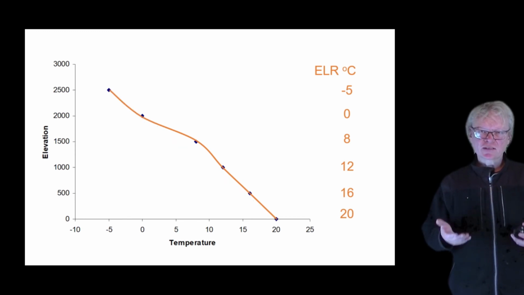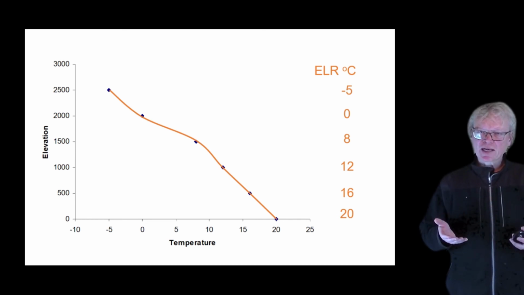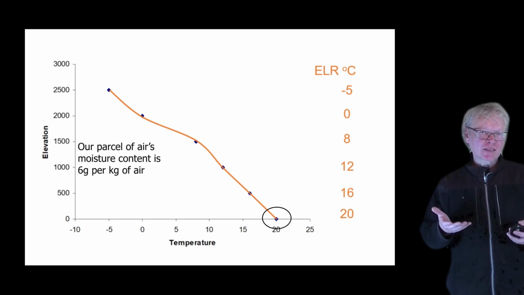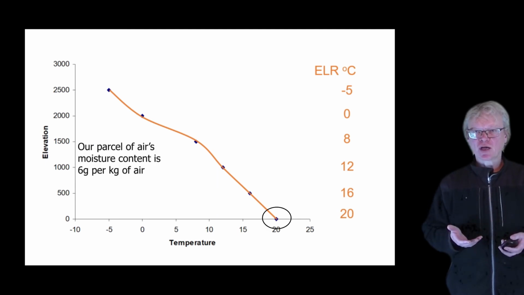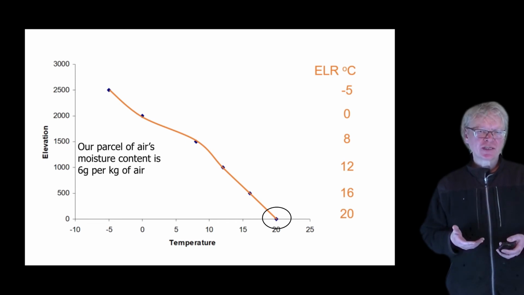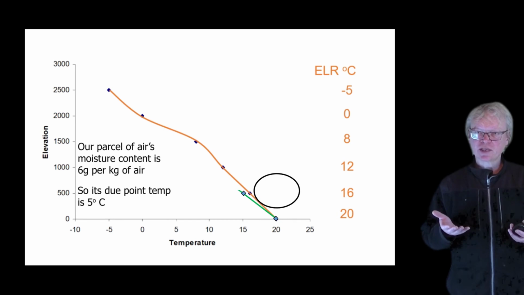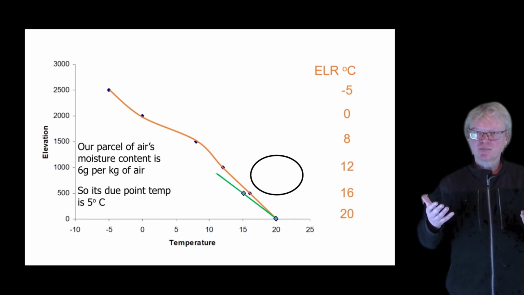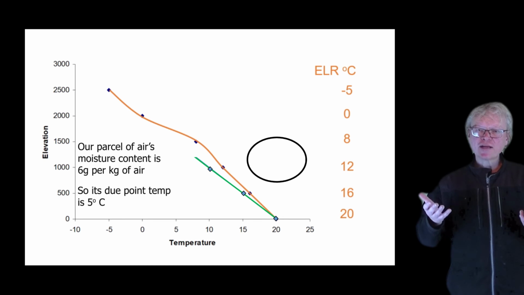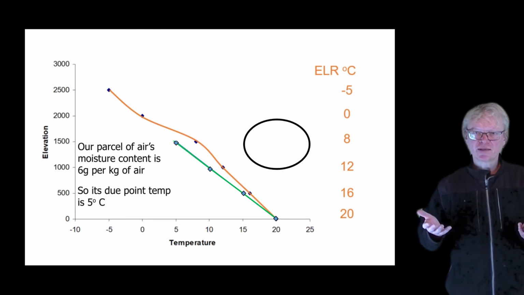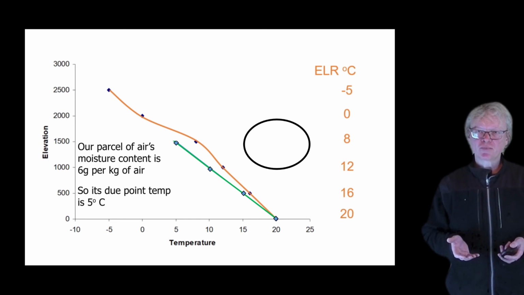So let's have another look at this diagram again. This time we'll add an extra piece of knowledge. The amount of moisture in the air is around about 6 grams per kilogram of air. So its dew point temperature will be 5 degrees centigrade. So let's raise that parcel of air. And you can see that as it rises, it falls in temperature, pressure decreases, PV equals RT. And eventually, as it rises, it reaches 5 degrees centigrade. That is our dew point temperature.